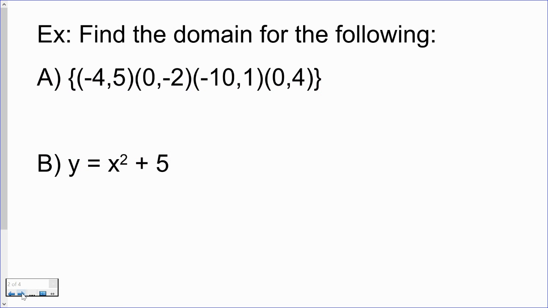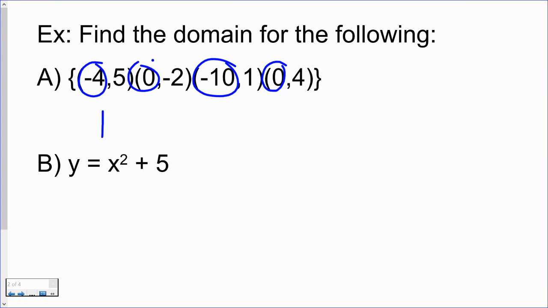So, for example, find the domain and range of this set of coordinate points. Every coordinate point is x comma y. So we're only concerned with domain. We're only worried about the x values here. So I'm only worried about these guys, so -4 and 0 and -10 and 0 as well. And so we order these least to greatest.